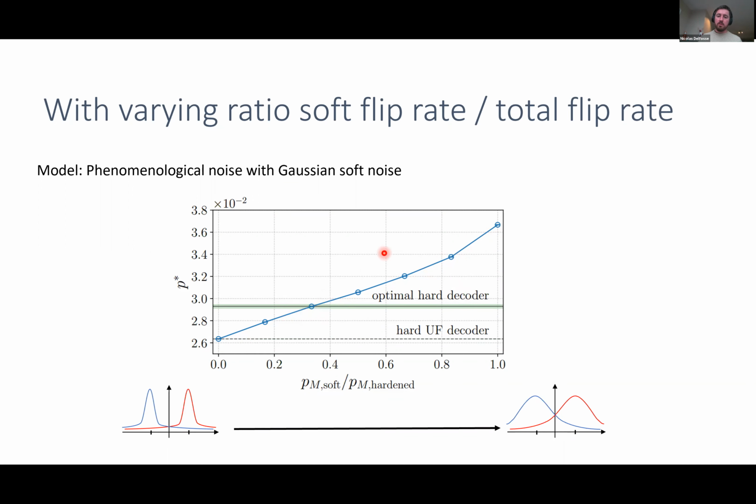And the realistic regime is probably somewhere on the right side. It depends on your qubit, on your hardware, on a lot of things. But it seems that measurements are one of the main sources of noise. So we expect this kind of soft information to be relevant.